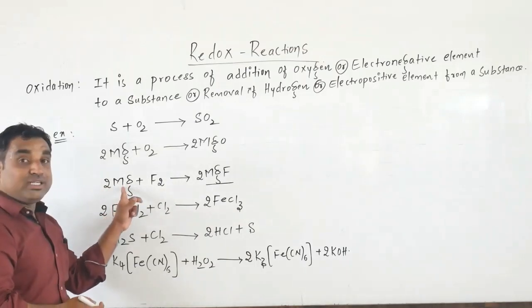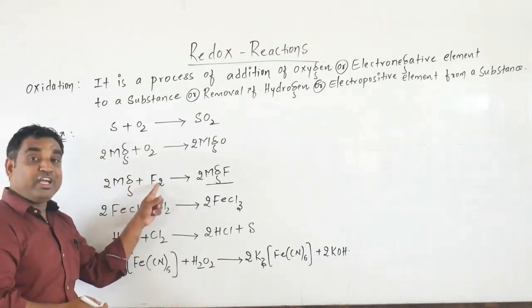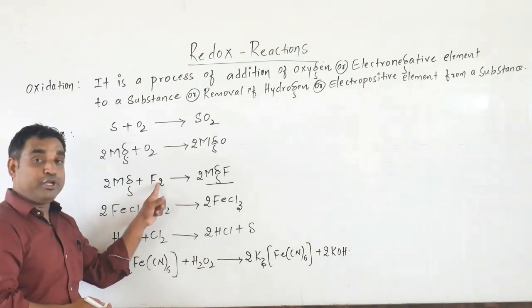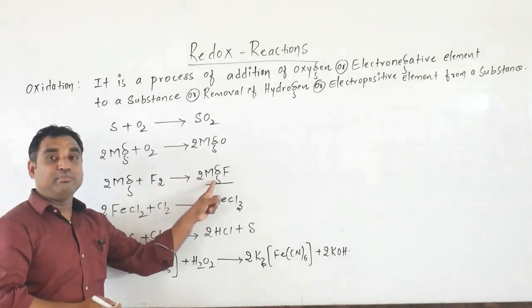Magnesium is oxidized by the addition of electronegative element, that is fluorine. Here magnesium fluoride will be formed.